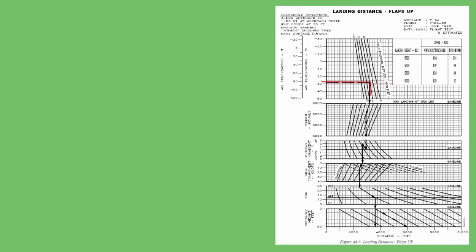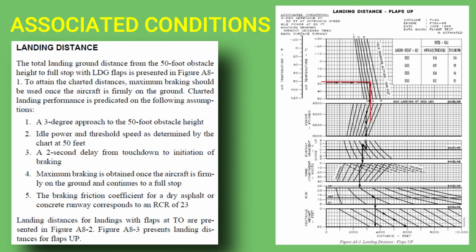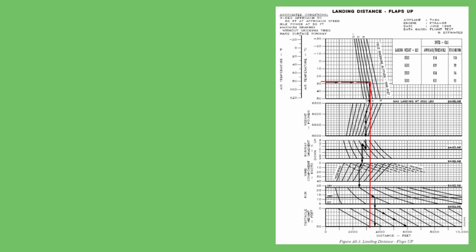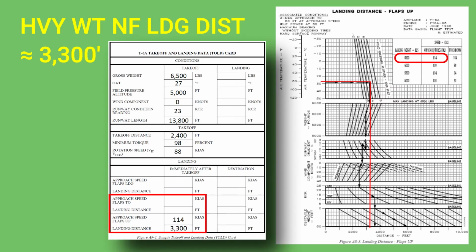It's worth noting the charted landing distance is based on being idle power at 50 feet AGL, touching down at 104 knots indicated, and using maximum braking technique 2 seconds after touchdown. As seen here, the no-flap max gross weight landing distance at Albuquerque is approximately 3,300 feet.